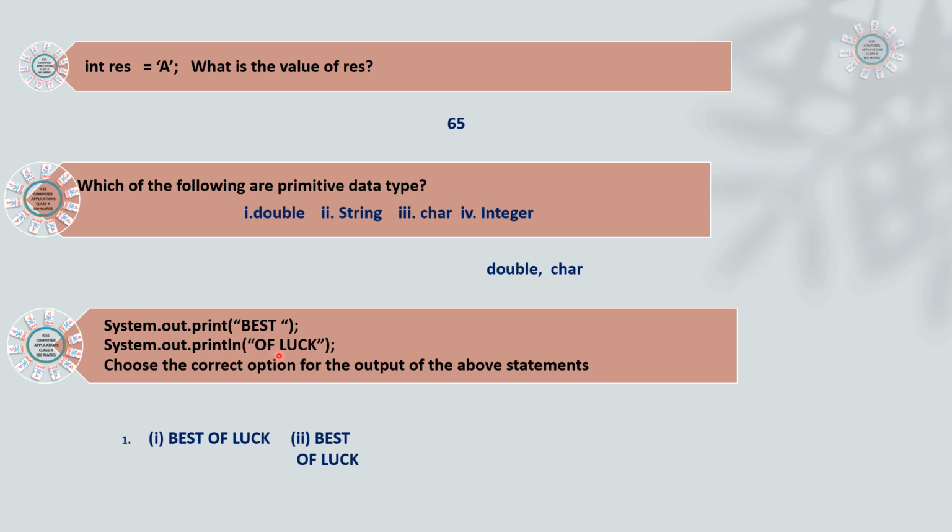That means the next word or sentence will come in the same line. So after that, if something is there, it will come on the same line, because println is only at the end. Print means the cursor will stay in the same line, and the next sentence will come there only. So the answer is option 1, best of luck. So be clear in your concept. Confusing questions can come.